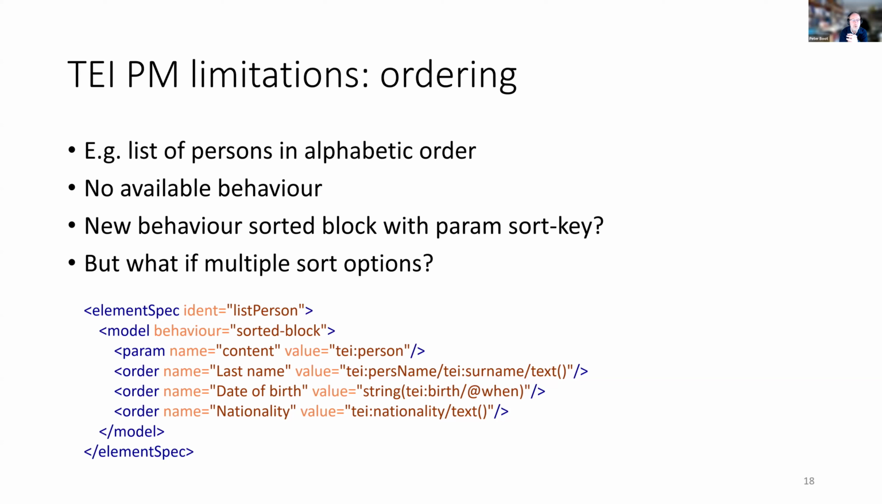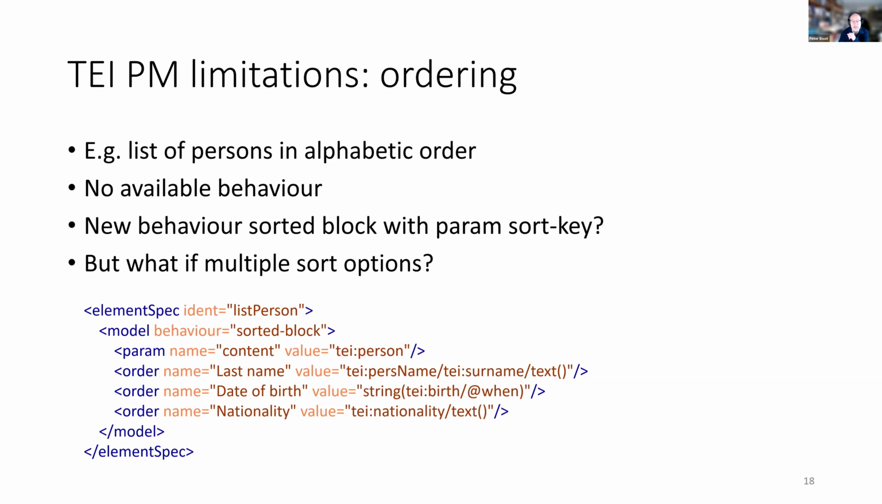somehow wriggle multiple orders into the parameters. But I think the most clear and the most clean way of doing this would be to introduce a new element order, which can contain a name, and the name could then be used, for instance, as a label in a drop box, which could be used for the user to select the appropriate order, and then in the value there again would be a TEI XML expression pointing to the value to be used for the sorting.